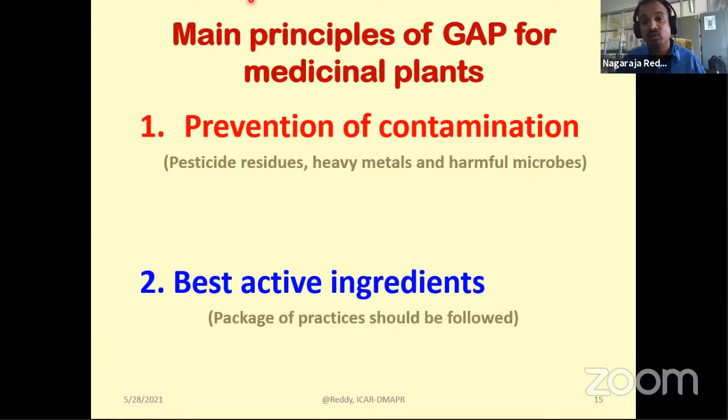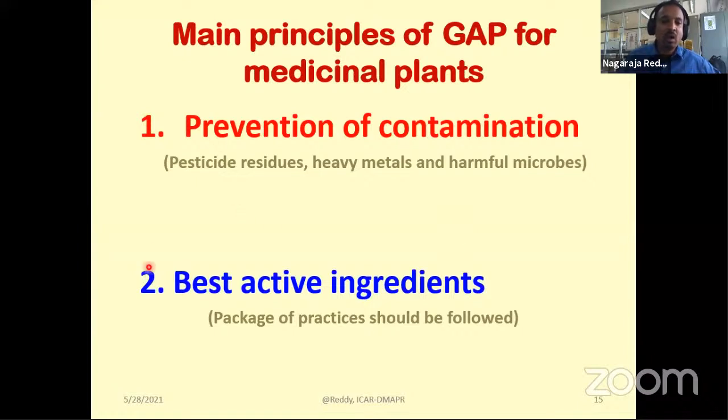The other principles of good agricultural practices for medicinal plants include prevention of contamination. This is most important. Whenever we prepare a drug, we look at safety, efficacy and quality standards. The quality is deteriorated by the presence of pesticide residues, heavy metals and harmful microbes. So whenever we cultivate a medicinal herb, pesticide use should be as minimal as possible, and permissible limits for pesticide residues need to be complied with. Similarly, a lot of heavy metals like chromium contaminate the herbal produce, which again affects consumers.